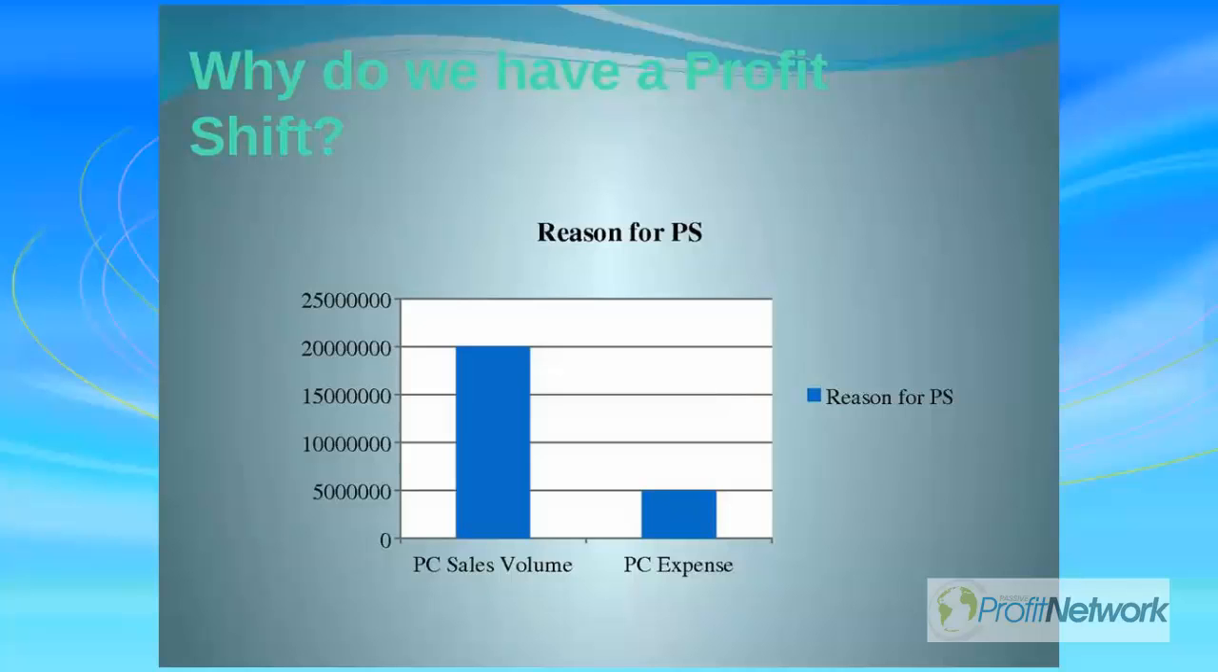Then the next month, it goes up another 5 million because they're paying us. Now their expense is at 15 million and their sales volume is still at 20 million. So now they're only profiting 5 million, right? So what's going to happen when their expense is 20 million and their sales volume is 20 million? Now they're not making any money. So basically, Profit Clicking has two options.